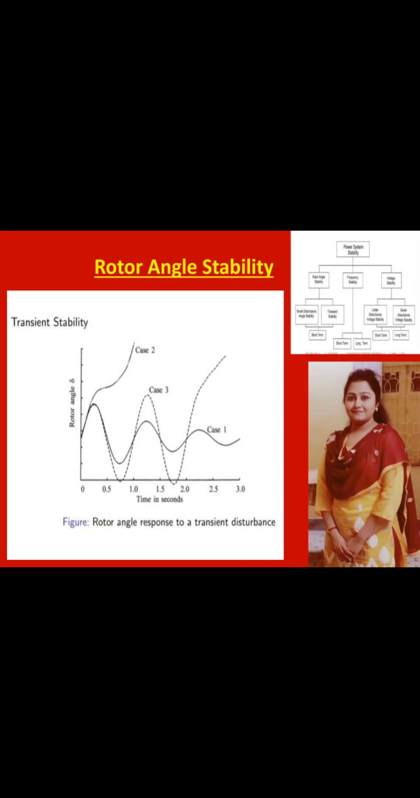Now in large power systems, transient instability may not occur as first swing instability. And the time frame of interest in transient stability studies is usually limited to 3 to 5 seconds following the disturbance.